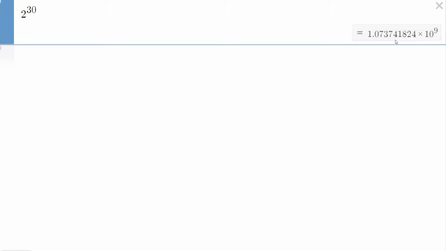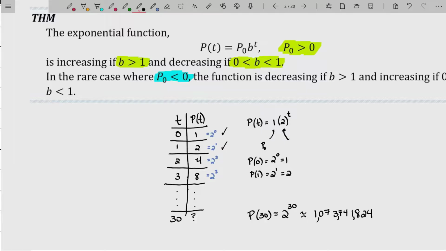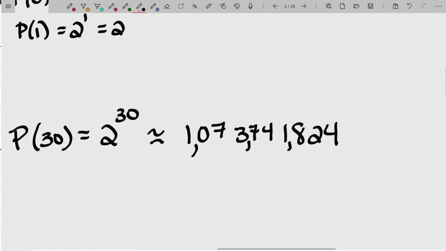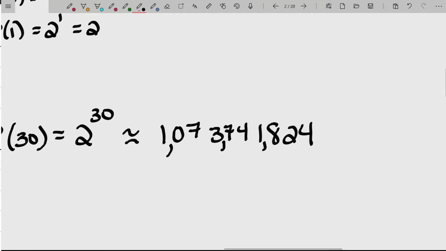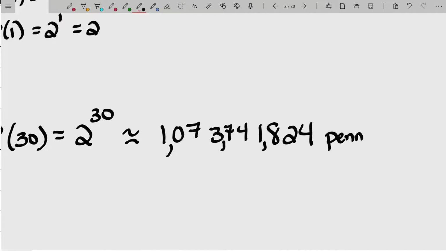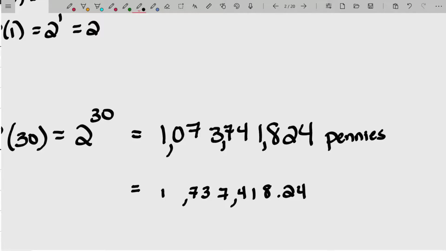All right. So let's see what that number is. That is about 1 billion pennies. And this is pennies, not dollars. But of course, you could move the decimal place over 2 to figure out how many dollars that is. By the way, that's not roughly, that's exactly equal to. So let's move the decimal place over 2 spots so that we end up with 24 cents at the end: 10,737,418 dollars and 24 cents. So that's about $10 million.